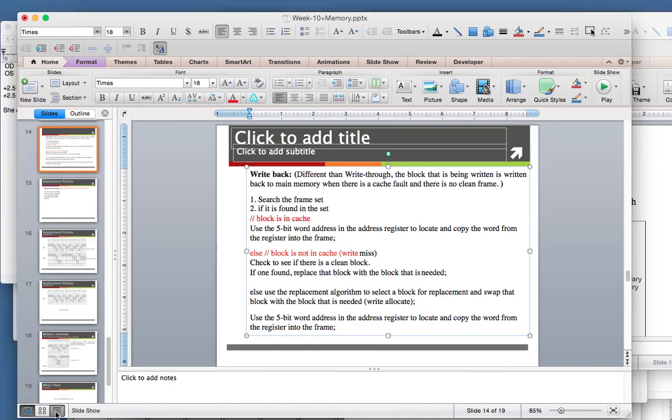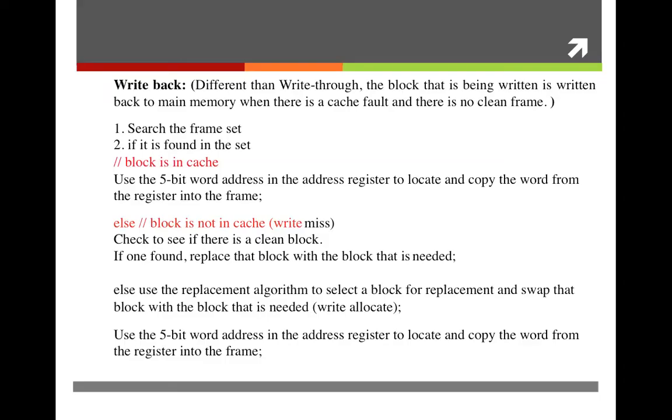If so, replace the block that we want to write into with the one that is clean, that has not been changed. Else, use a replacement algorithm to select a block for replacement and swap that block with the block that is needed. This is what we did in the earlier step as well. And then use the 5-bit word address in the address register to locate and copy the word from the register into the frame.